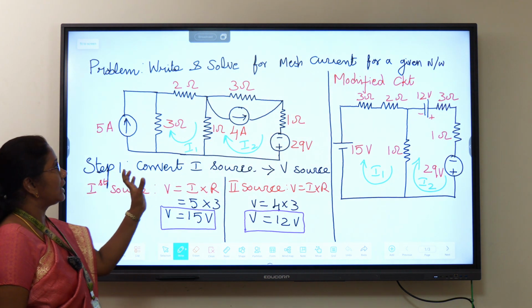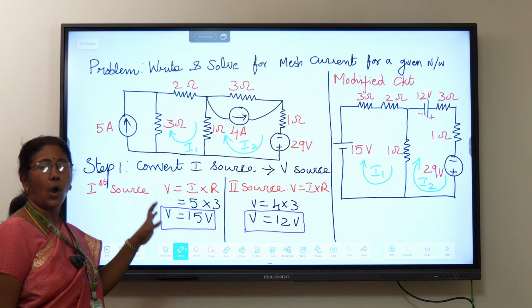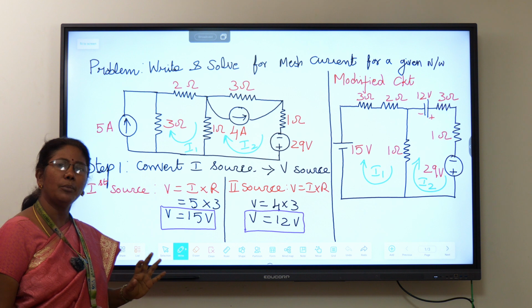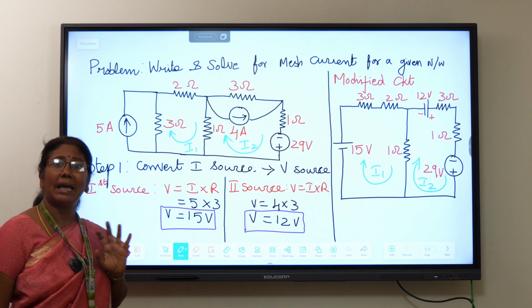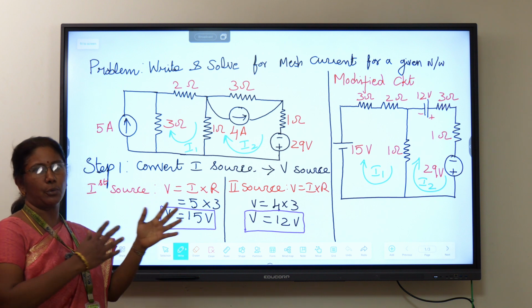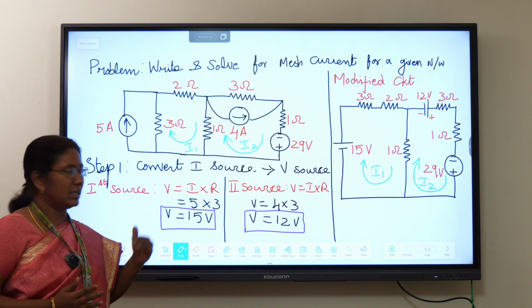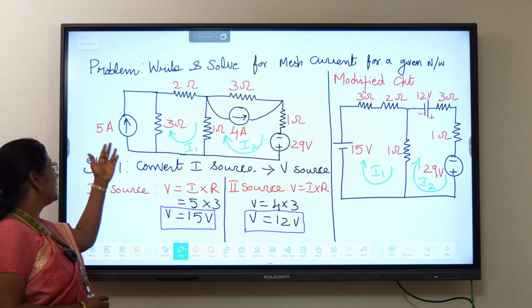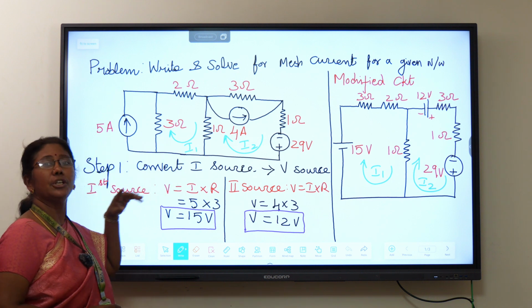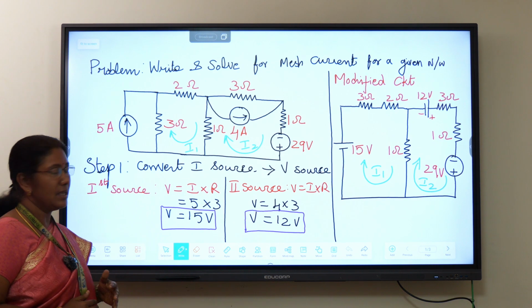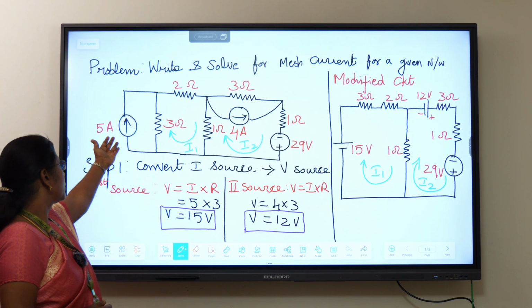Usually, in order to do mesh current analysis, all the sources should be voltage sources. But in GATE problems, they usually will not give it in the direct form. So we have to work out the original circuit ourselves, using some tricks. Here we have to convert these two current sources into voltage sources so that we can apply the mesh analysis.